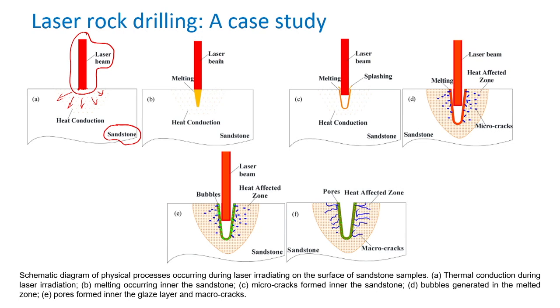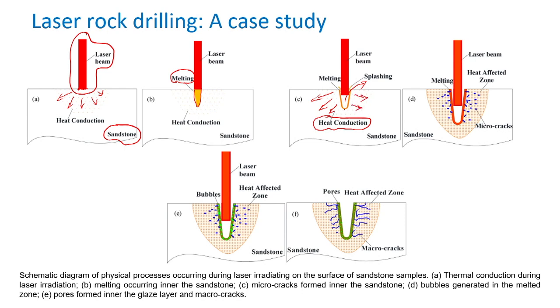This heat energy will get conducted inside the sandstone or the rock material. If we continuously apply the laser energy, there is an increase in temperature, and that temperature may go beyond the melting point, so melting of the material will start. After some time, by application of an inert gas, we can take the molten material out of the cavity. However, the heat conduction continues inside the work material.